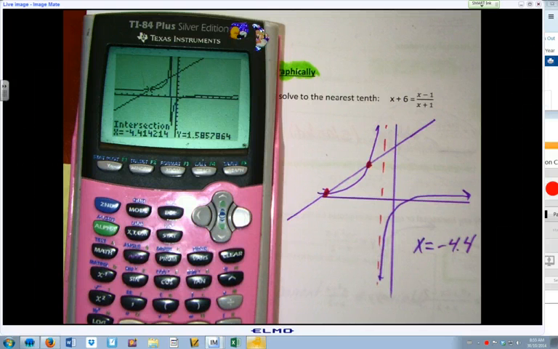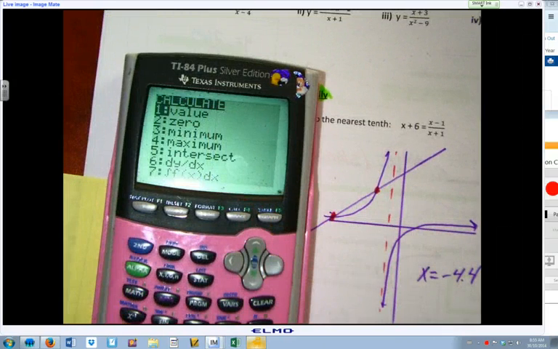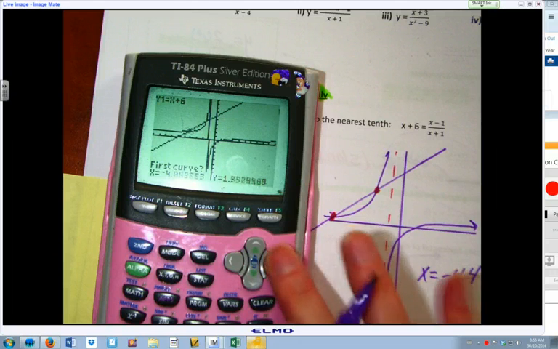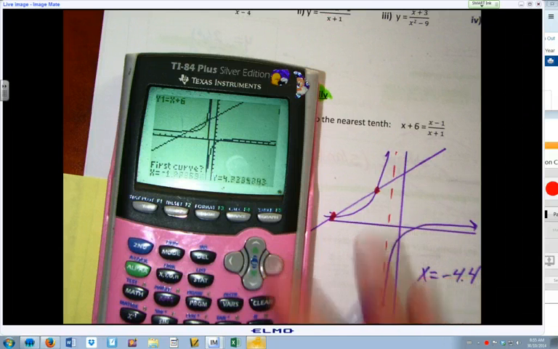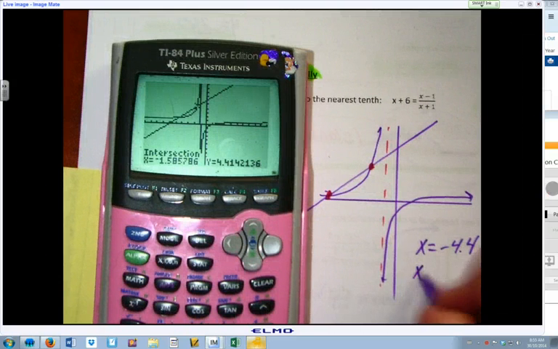Who has a different answer? Oh, nobody does. Sometimes yours might jump to the other one, just depends where your cursor ended up. So mine went to the very first one, you might have gone to the second one. Okay, so repeat second function calc, number 5. How do I get it to give me the other one? Just move closer to it. So it doesn't have to be left or right specifically, just if you're close to it, the calculator gets it. And to 1 decimal place.